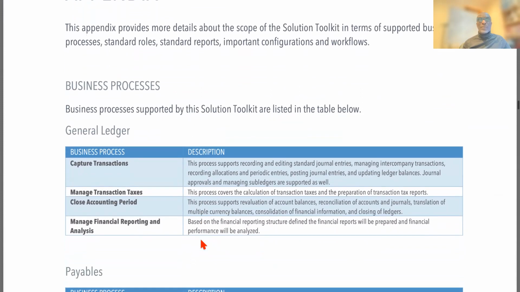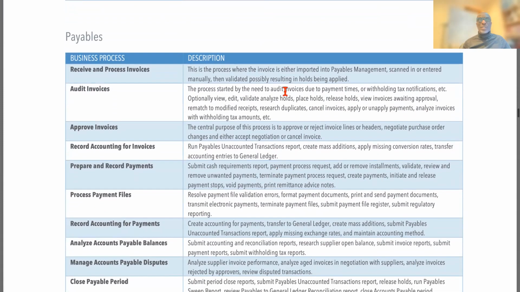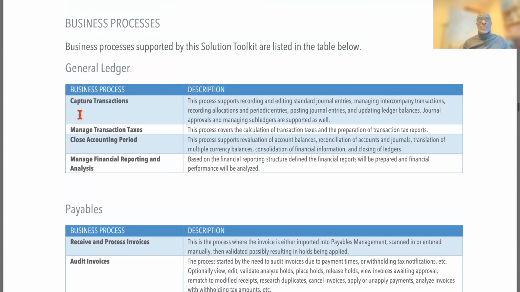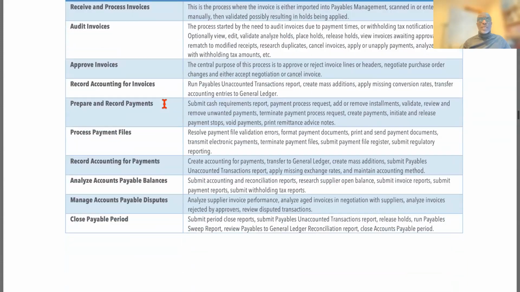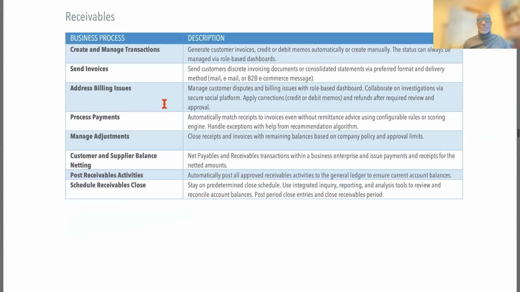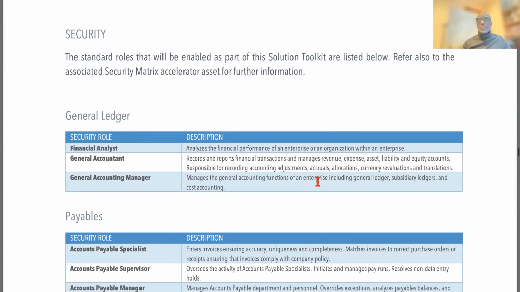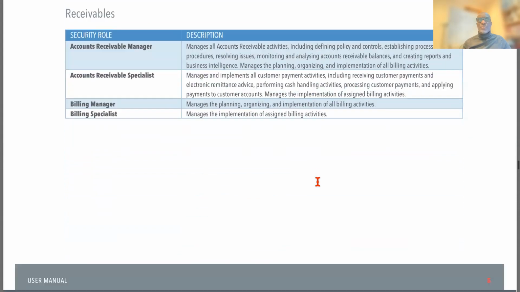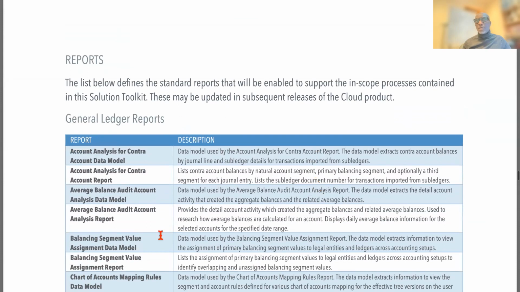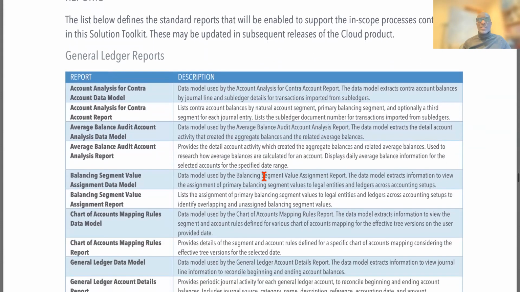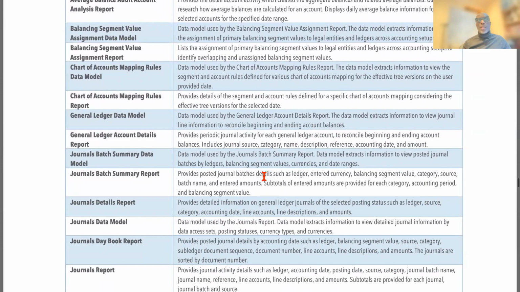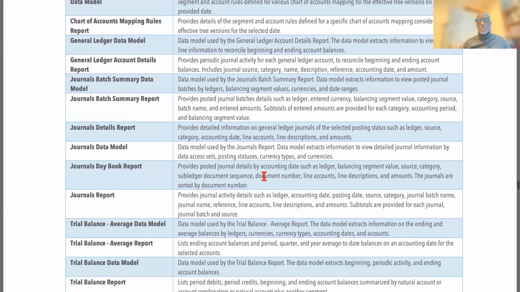And then you have maybe some appendix as the business processes, for payables. Again, these are very high level processes that are covered: payables, cash management, receivables, and also the roles. These are the standard roles that are in scope. And then you have the generic reports. There are some reports, and you can also list the reports.